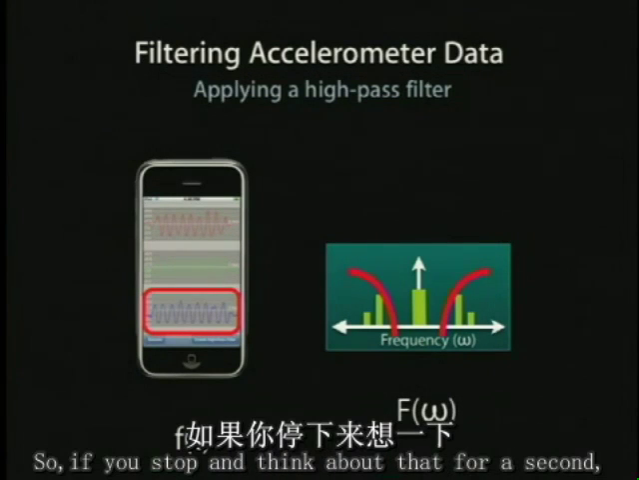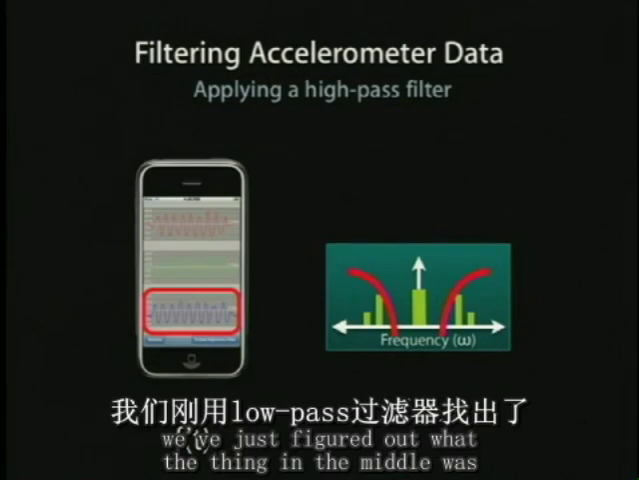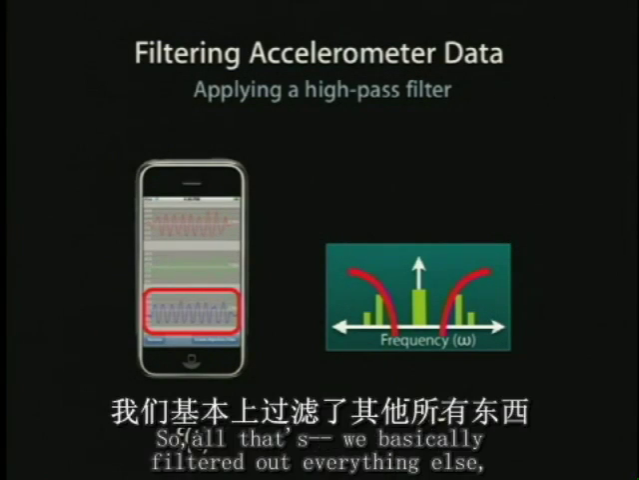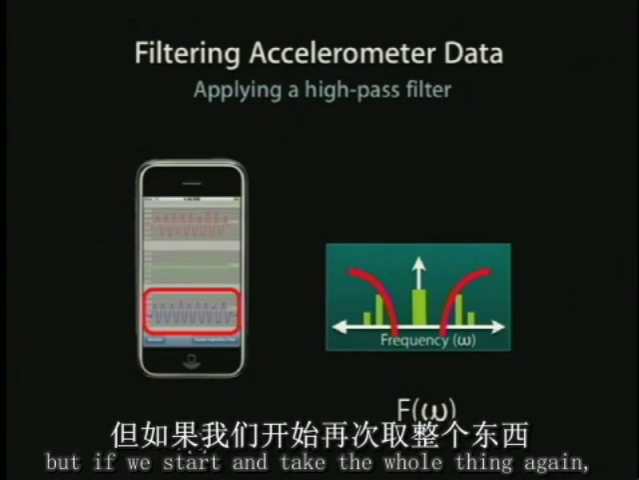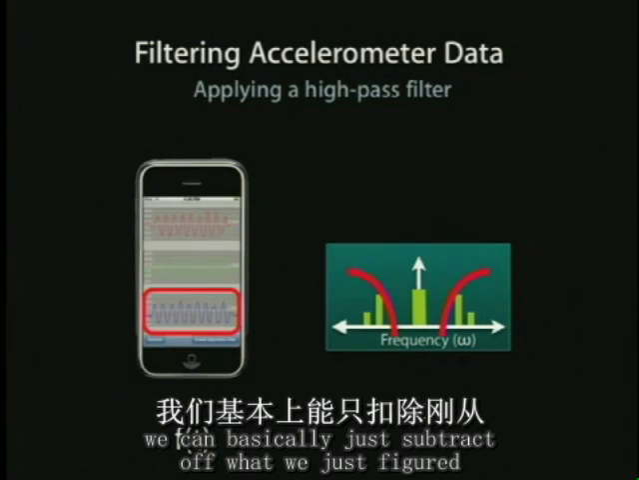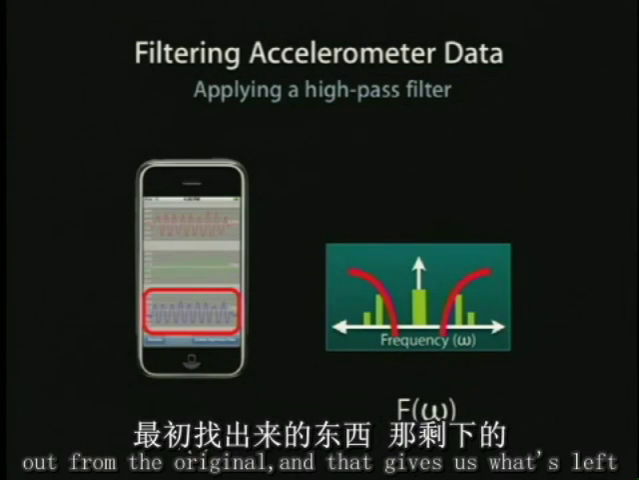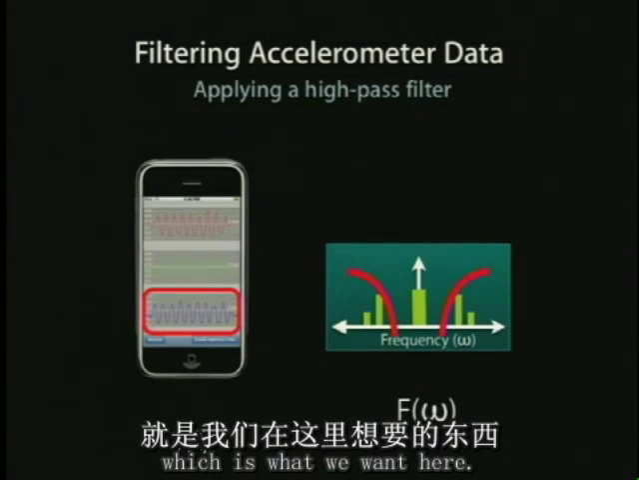If you stop and think about that for a second, we just figured out what the thing in the middle was with the low-pass filter. So we basically filtered out everything else. But if we take the whole thing again, we can just subtract off what we just figured out from the original, and that gives us what's left, which is what we want here.